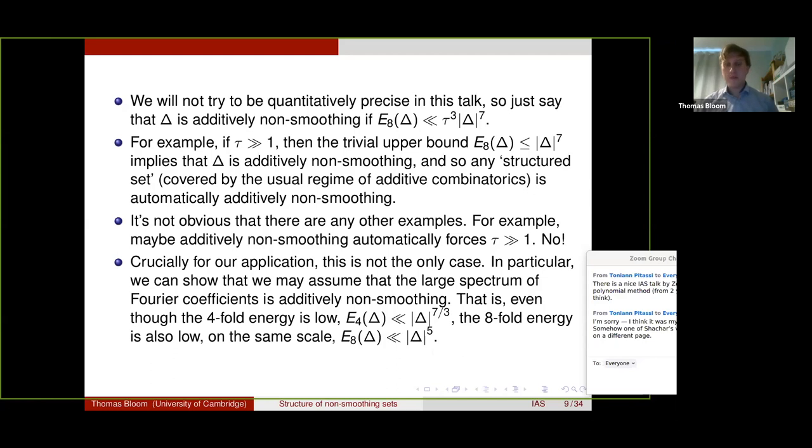So we've already seen an example of non-trivial, non-structured sets which are additively non-smoothing, namely spectra of Fourier coefficients, which is why we're interested in the application to Roth's theorem. But for the purpose of this talk, you can forget about that entirely and just think about additive non-smoothing as an object of study in its own right. That's why we care about it: spectra are additively non-smoothing.